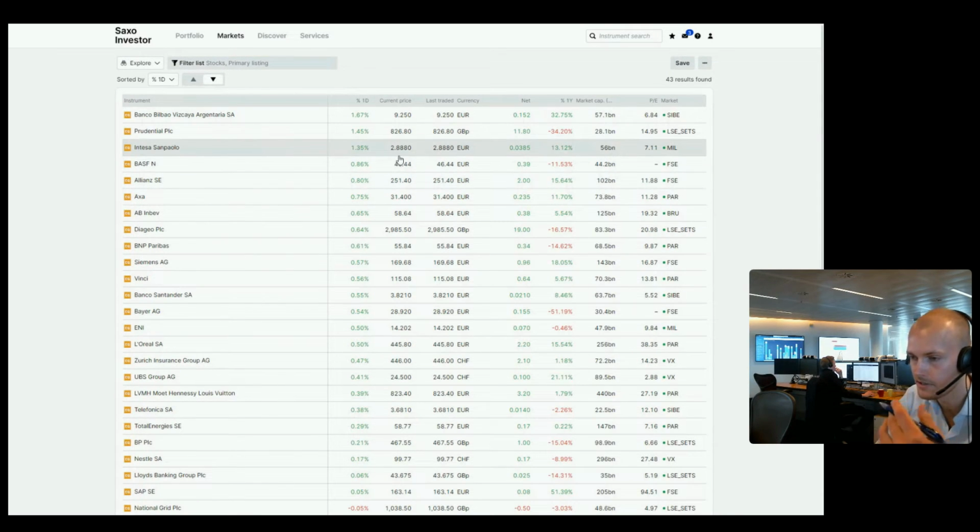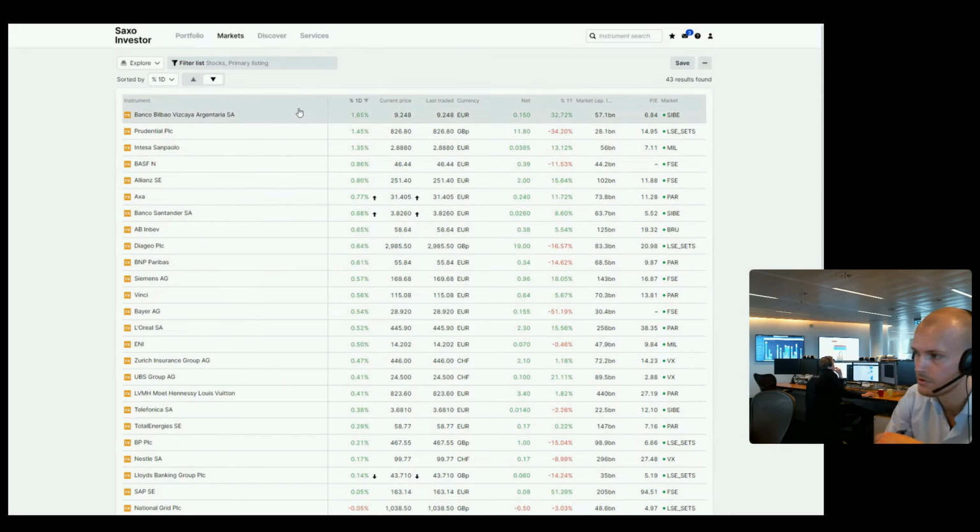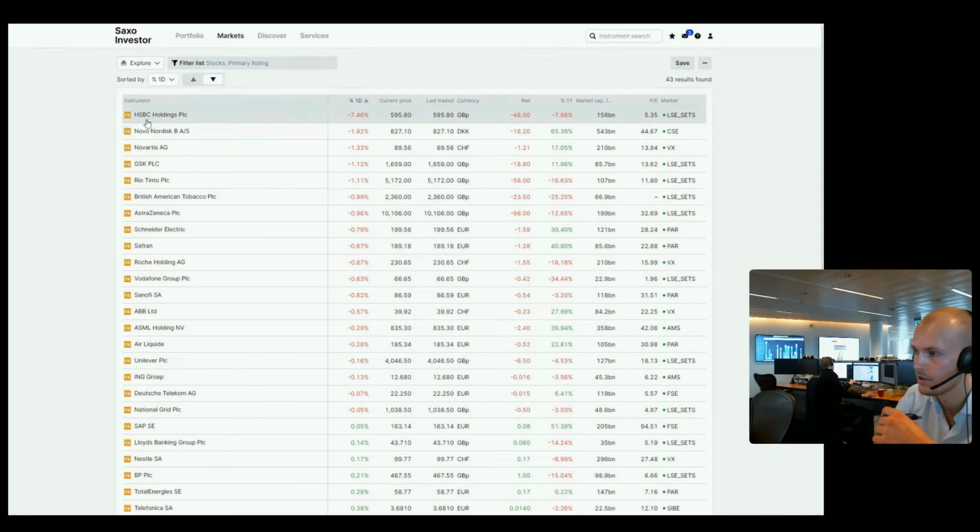If you want to change this list in any sort of way, you can of course sort it. Here it's sorted on percentage one day. That's percentage increase on one day. You'll be able to sort that going from best to worst. You can see Banco Bilbao here, 1.65% up today. That's the best performing stock. Worst performing stock, HSBC Holding, 7.46% down.